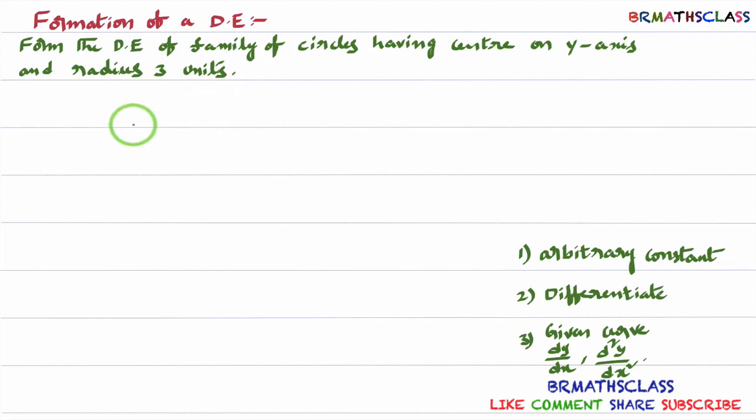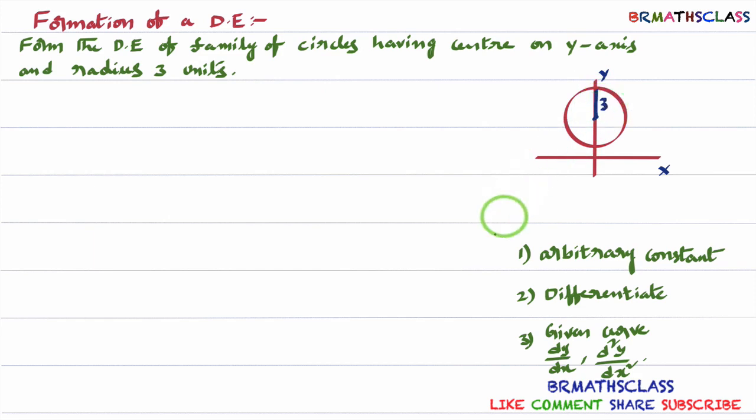I'll draw a diagram here to write the equation of the curve. You observe here, from the family of circles, I considered one circle. One circle is enough to write its equation. I consider a circle whose center is on the y-axis. They mention that the radius of this circle is 3 units. That means this length is already given. The radius of the circle is 3 units.